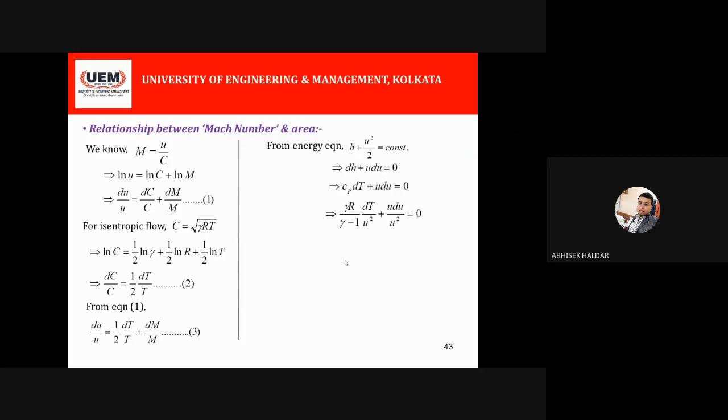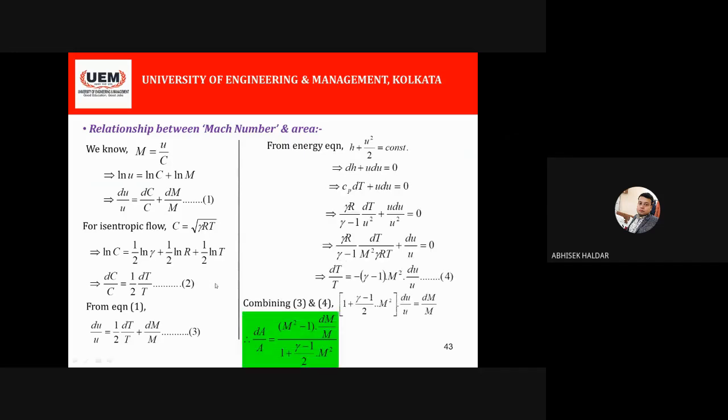Up to this I have shown you. So how am I writing this? Basically, dA by A is equal to m square minus 1 into du by u, and du by u is your dm by m divided by this third bracket term. So this is the explicit relation between Mach number and area. There is no other variable. Gamma is constant for a particular type of gas, because that is Cp by Cv.